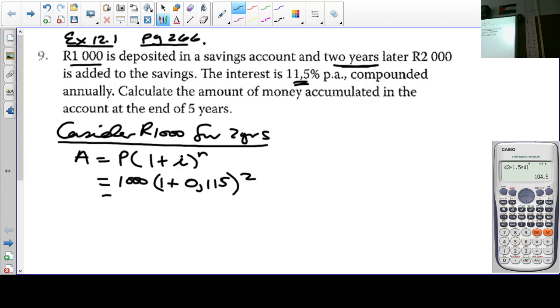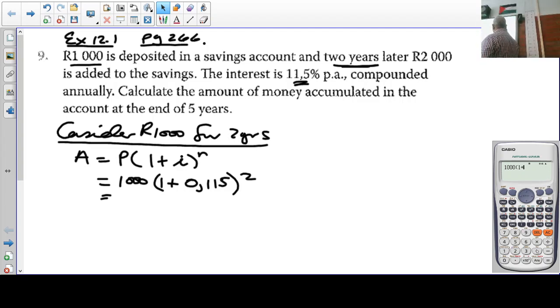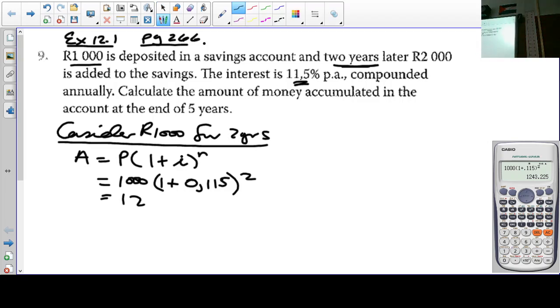2 years. So let's put that in the calculator. It'll be 1,000, open brackets, 1 plus 0,115, to the exponent 2. That gives me 1,243 rand and 23 cents. You all agree with that? So what happens is after 2 years, this is what they have in the account. Make sense?